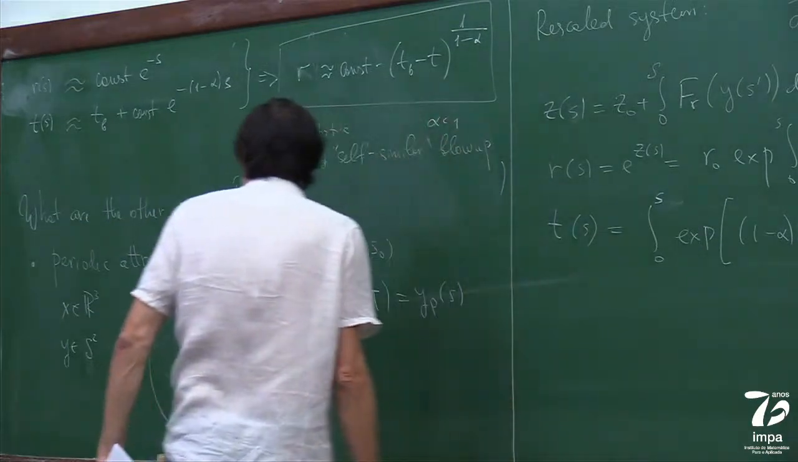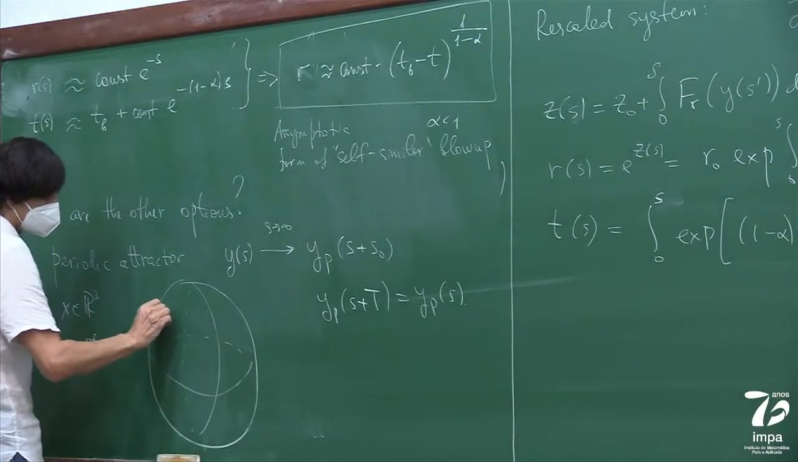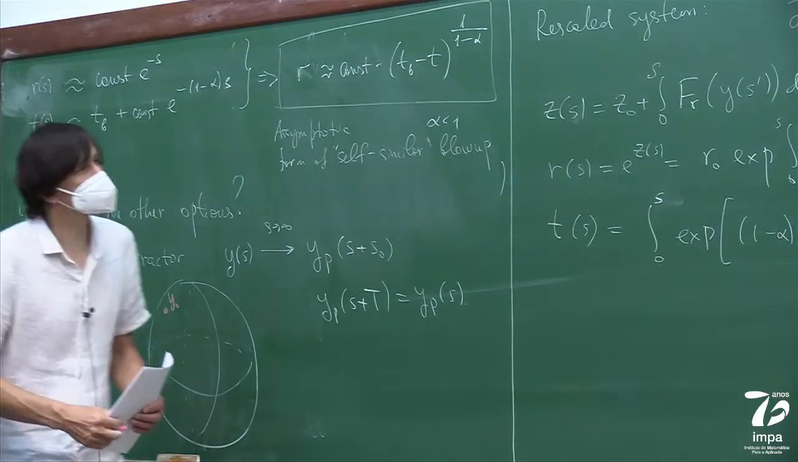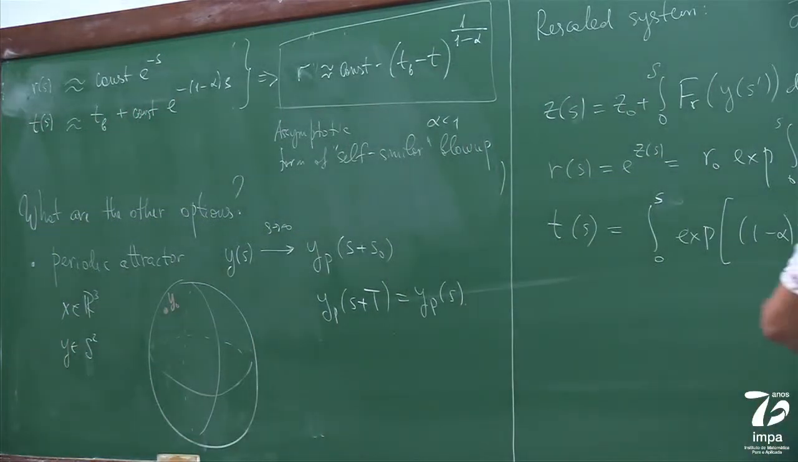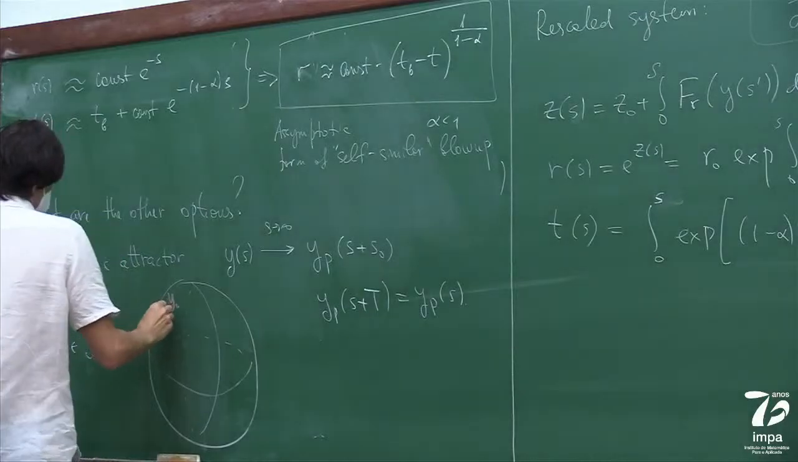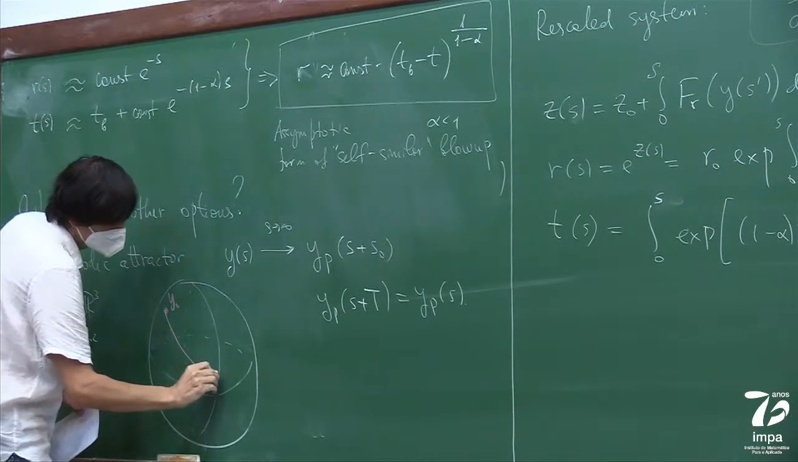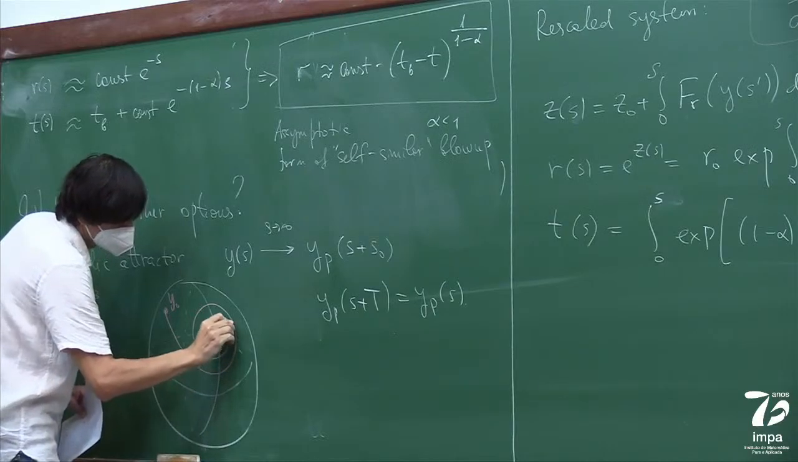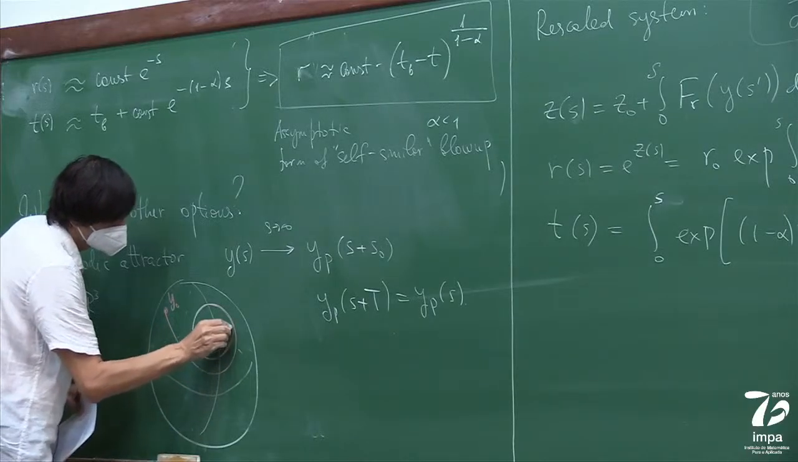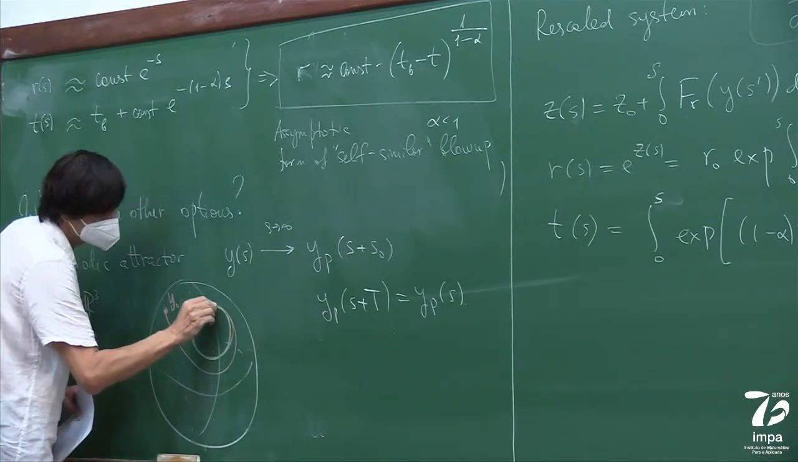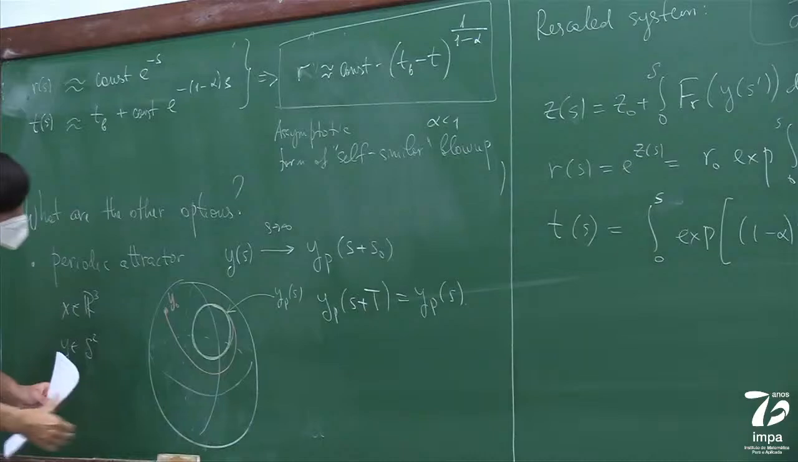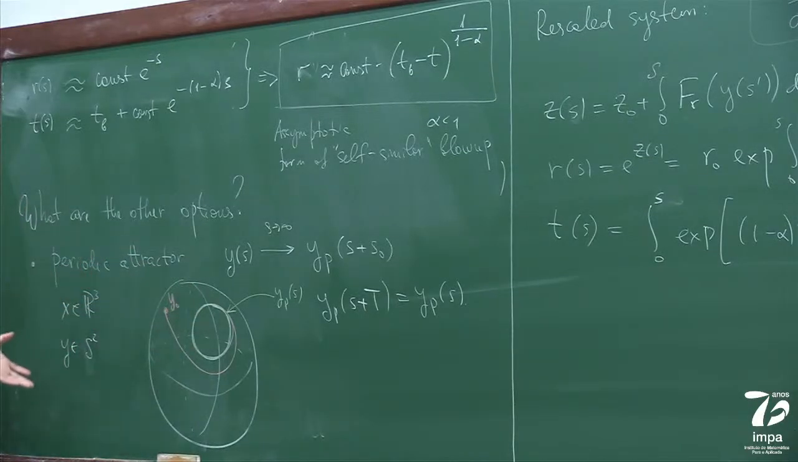What happens here is that you take some initial point, y0, and then it moves on the sphere according to our equation of motion. It moves on the sphere and finally goes closer and closer to some periodic solution. So this is y_p of s. So it approaches some periodic solution. Possible.